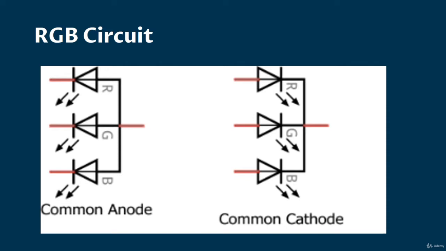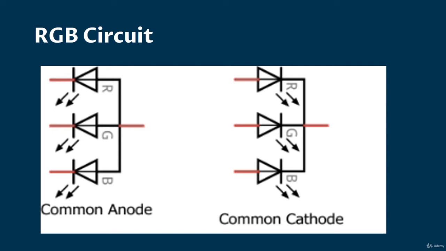Total 4 pins. There is another way where you can short all the cathodes, and all the cathodes are connected to one pin, and there are three anodes. So there are three anodes, one cathode. That configuration is called common cathode. So both types of RGB LEDs are available in the market.